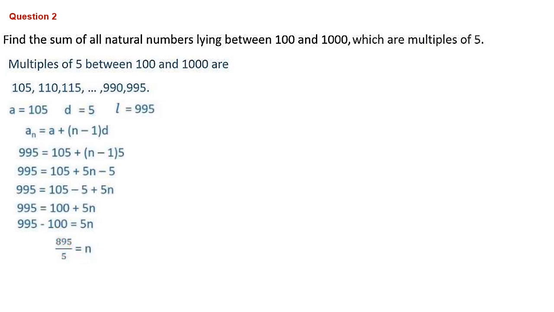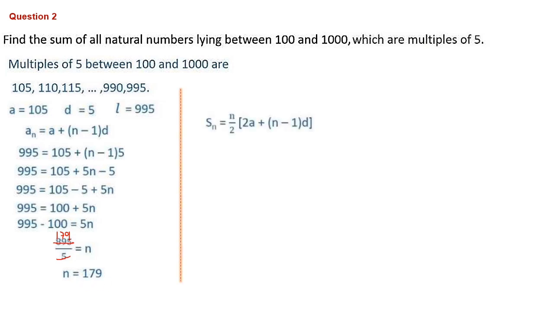When we divide this, 5 ones are 5, remainder is 3, then 35 is 7 times, and next is 45. 45 is 9 times. So this is the answer, that is n is equal to 179 we are getting.